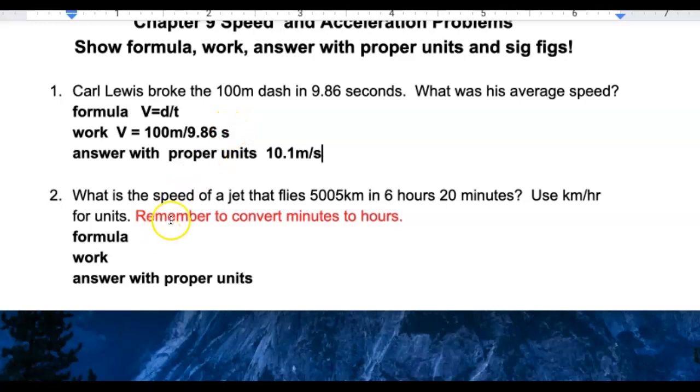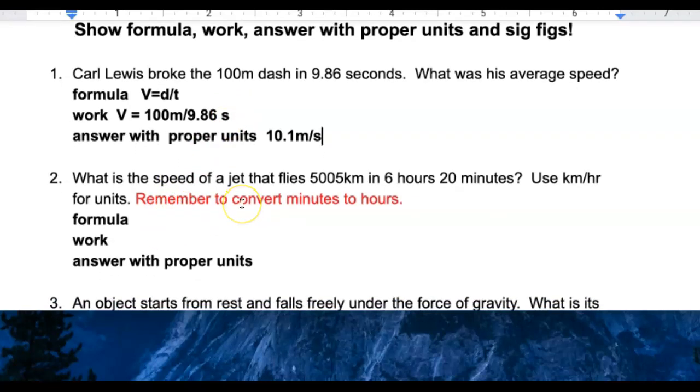Okay? The second one here, what is the speed of a jet that flies 5,005 kilometers in 6 hours and 20 minutes? My time actually has 2 components. I'm telling you to use kilometers per hour for my units. That's how I'm going to determine my speed. So I'm not going to say how many hours and minutes. That means these minutes I need to convert into hours.